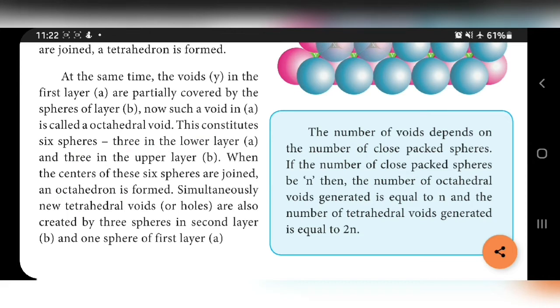The number of voids depends on the number of close packed structures. If the number of close packed spheres is n, then the number of octahedral voids generated is equal to n, and the number of tetrahedral voids generated is equal to 2n. If n close packed spheres are present, then totally n octahedral voids and 2n tetrahedral voids are generated.